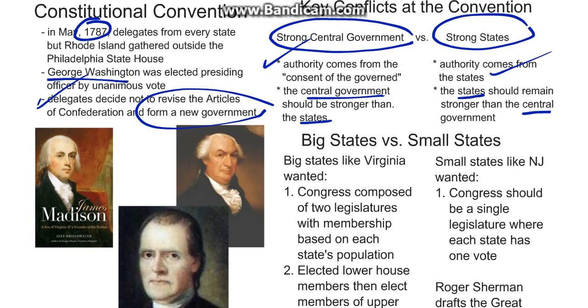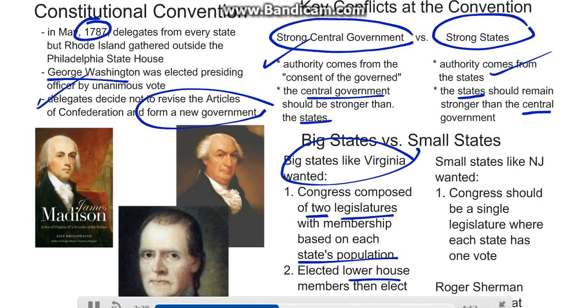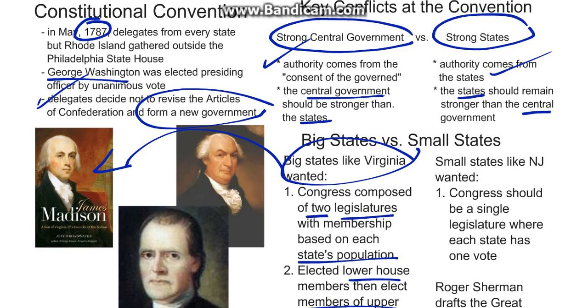Big states versus small states also had disagreements. Big states like Virginia wanted a Congress composed of 2 legislatures with membership based on the state's population. And they wanted an elected lower house to then elect the members of the upper house. This was the Virginia plan put forth by James Madison, seen here.